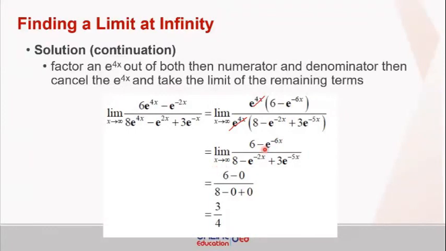And same lang din siya if we have here the value of e raised to the exponent dito. So equivalent lang din siya sa 0. Therefore, ang value natin is we have the 6 minus 0 over 8 minus 0 plus 0. So isi-simplify lang natin siya. We have the total value of 3 over 4.